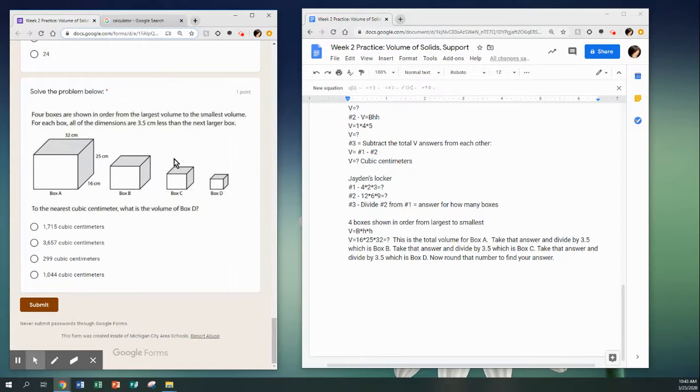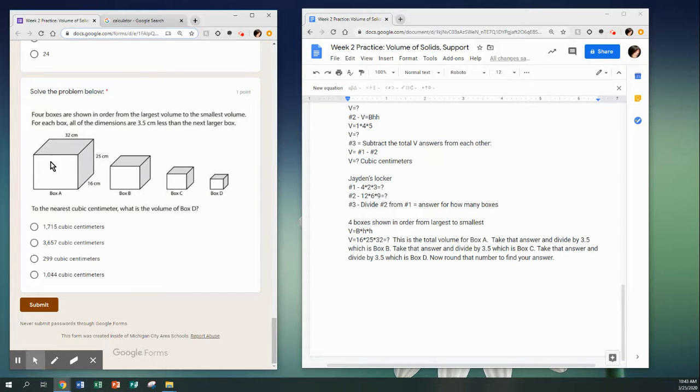And finally, the last problem. So you have the dimensions for box A. So again, its volume equals base times height times height. And so you're taking 16 times 25 times 32, and you get that answer. And this kind of is simplistic in a way that's deceiving.